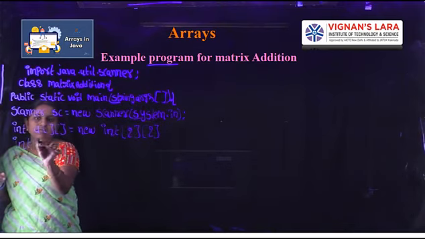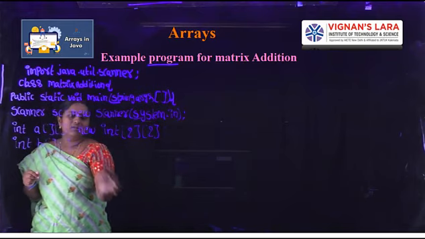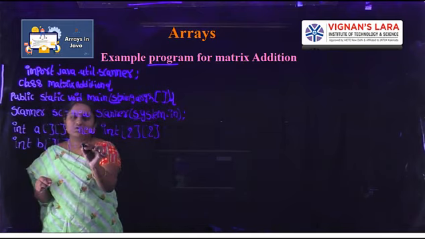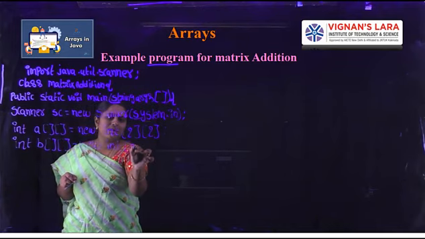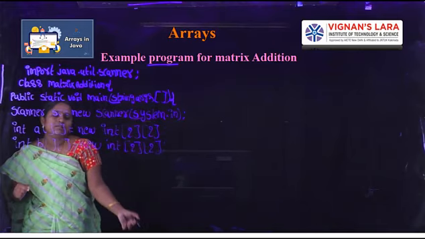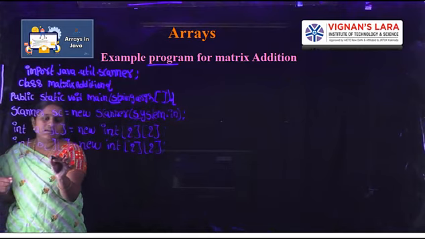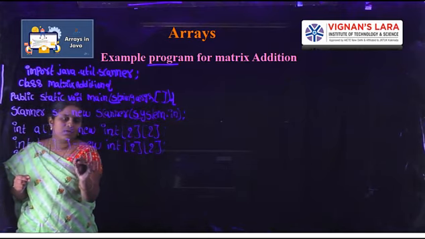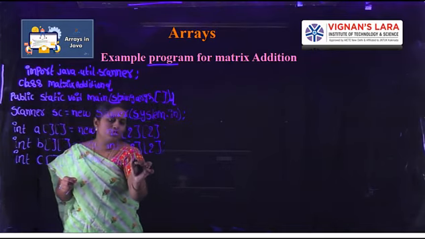Next, int b. I am creating three arrays for reading two matrix values on the console. Int b equal to new int, size 2 rows, 2 columns. Next, the resultant matrix will be stored in the C matrix. Int c equal to new int, 2, 2.